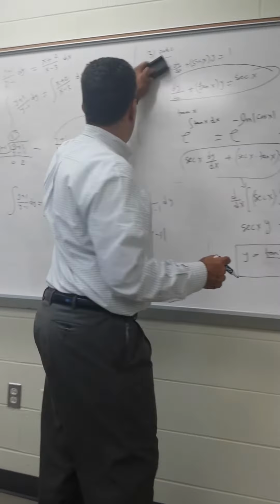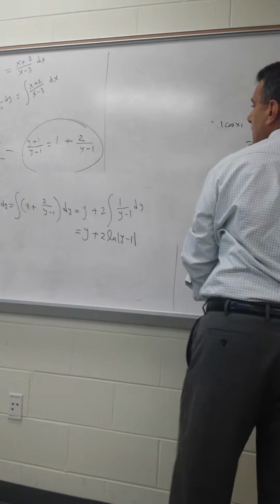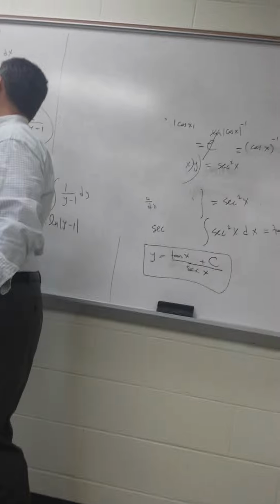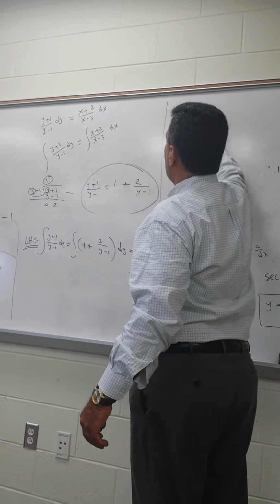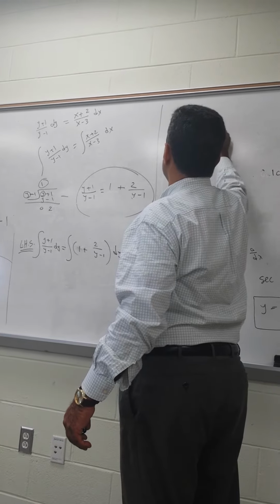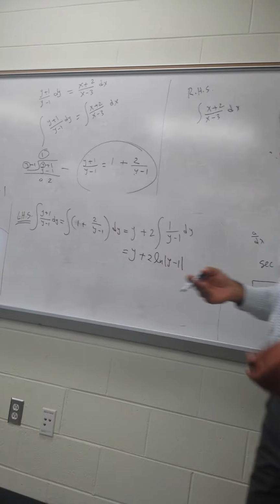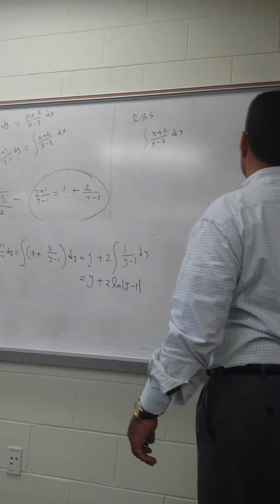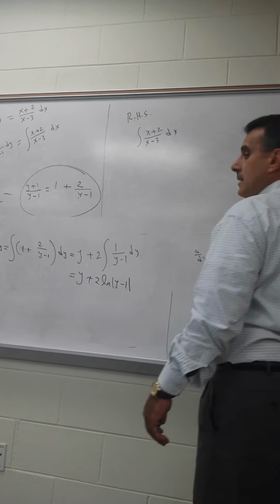Okay? What about the right-hand side integral? You're going to do the same thing. Which is the integral of x plus 2 over x minus 3 dx. So you're going to do the same exact thing because this is similar. So what do we do? Long division. How do we divide x plus 2 by x minus 3?